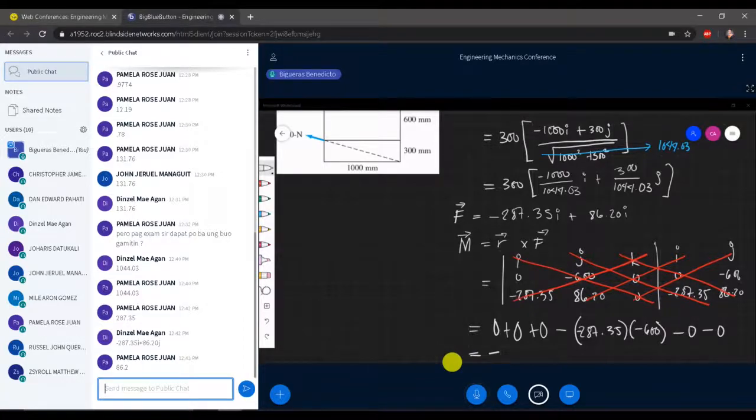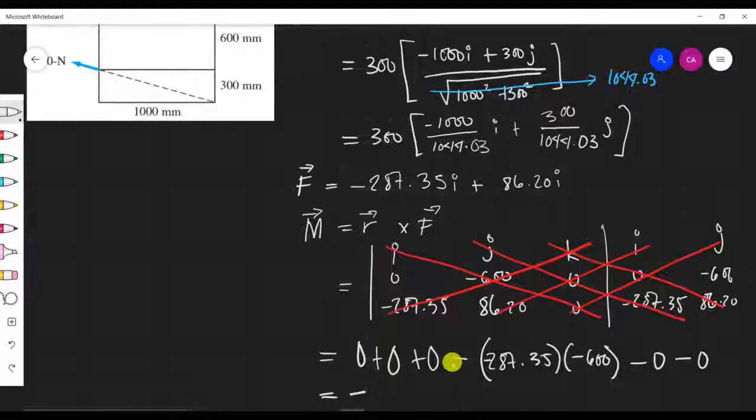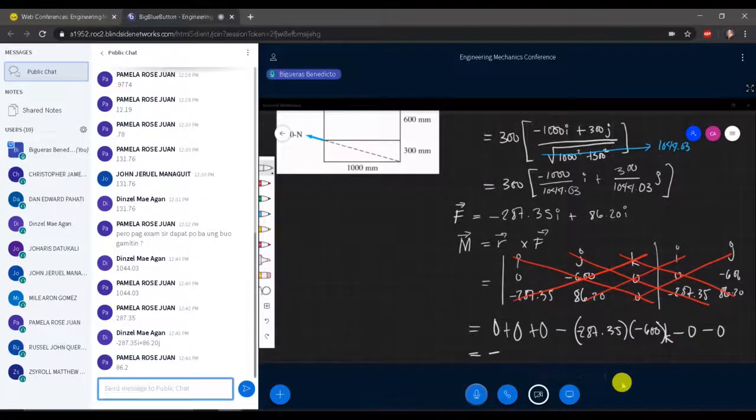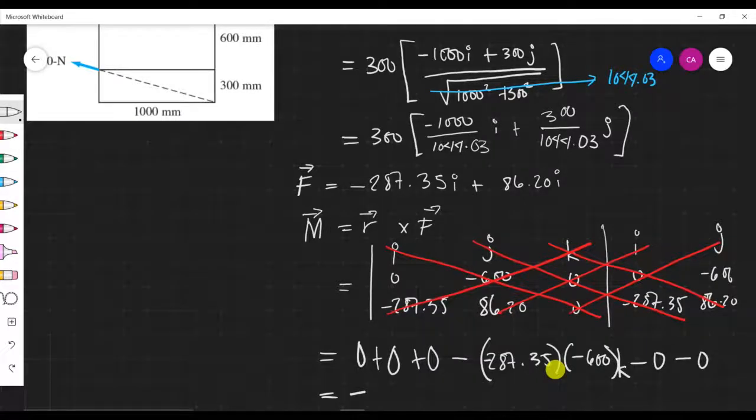Ano magiging sagot natin? The vector, may K pa pala. Pero tuloy niyo pa rin, may K pa yan. Nakalimutan ko ilagay yung K. Okay, so siya ay ilan? So 287.35 times 600.